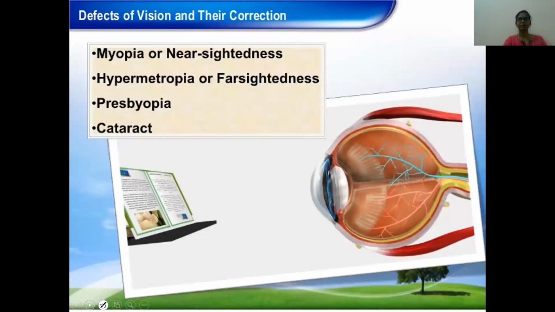And coming to the defects of the eye, we have different defects of the eye. One is myopia, nearsightedness, hypermetropia, farsightedness, presbyopia and cataract. These are the different defects of the eye. We are going to understand this in the next class. Okay children, next part we will understand that. Thanks for watching.